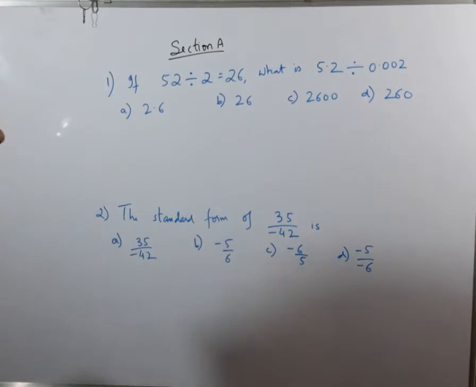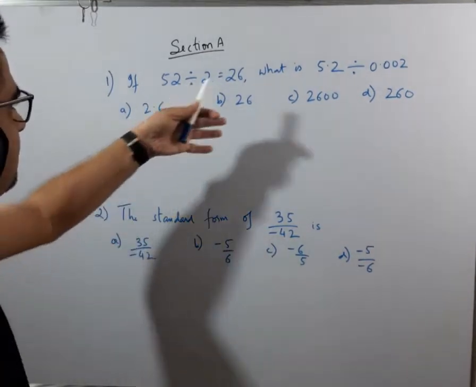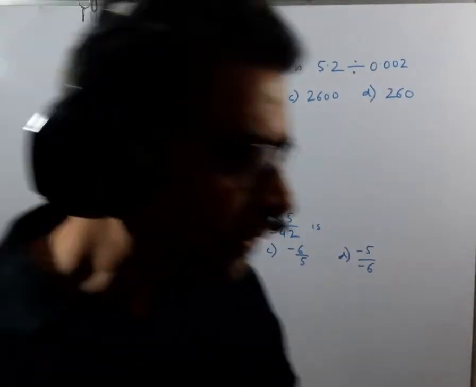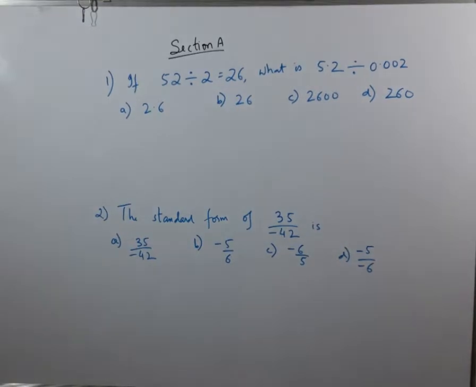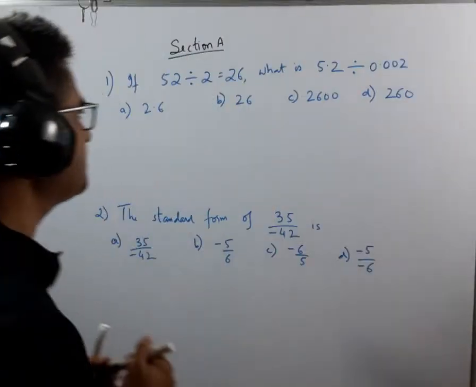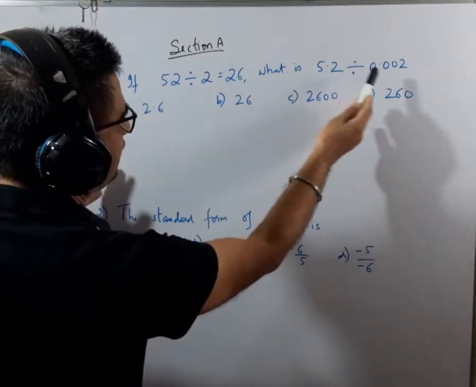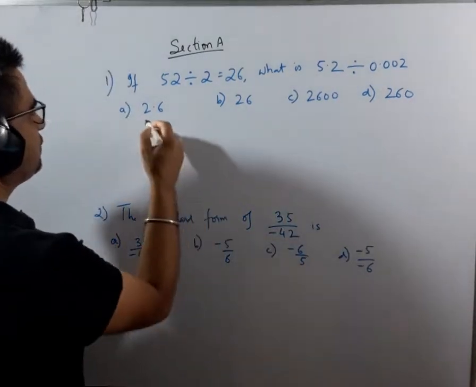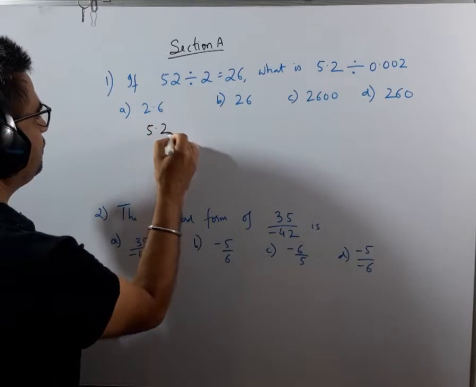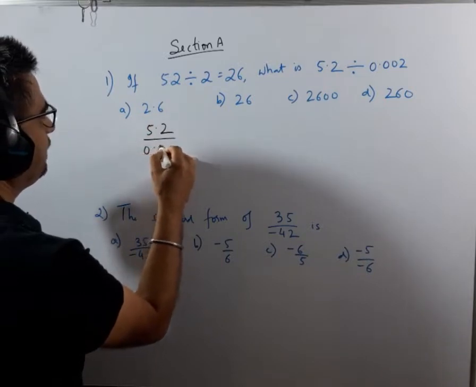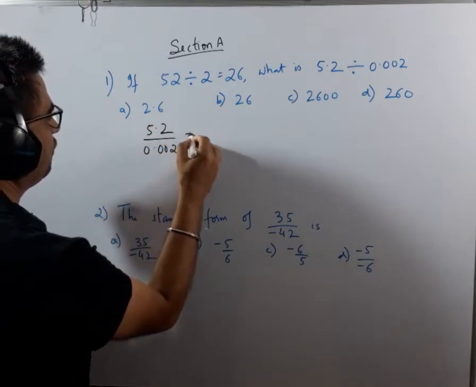The first question: if 5.2 divided by something is something, what is? So you read the question, understand the question first. Let's know the expectations first before we try solving. Essentially, this question is, what is 5.2 divided by 0.002? So it's 5.2 divided by 0.002 that we have got to find out.